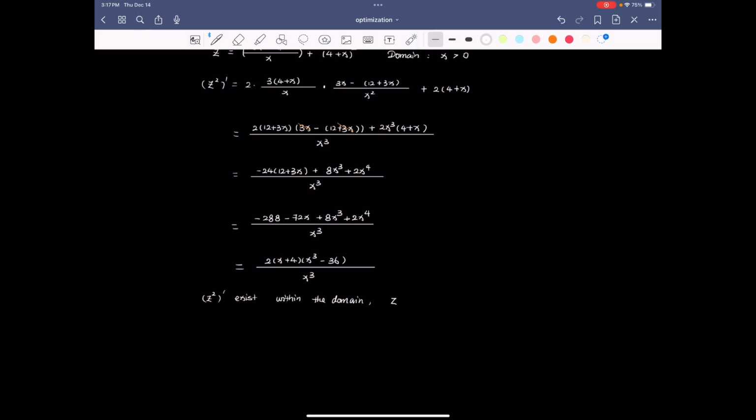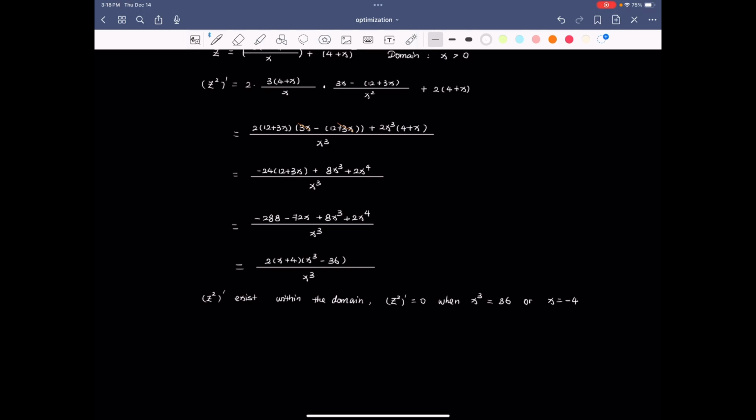And it equals 0, so x cubed equals 36, or x equals negative 4.